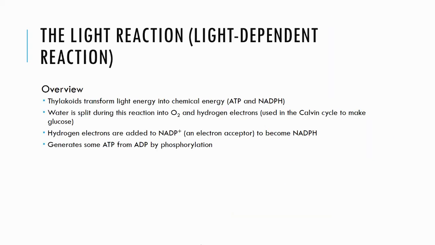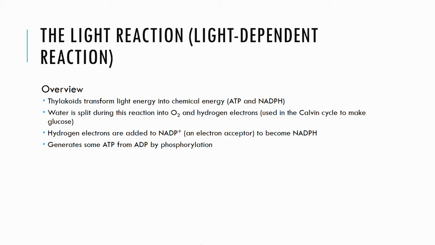Moving on to talk about the light reaction. As an overview, thylakoids transform light energy into chemical energy, which here is ATP and this thing called NADPH. Water is split during this reaction into O2 and hydrogen electrons, and those hydrogen electrons will be used later in the Calvin cycle to help make glucose.